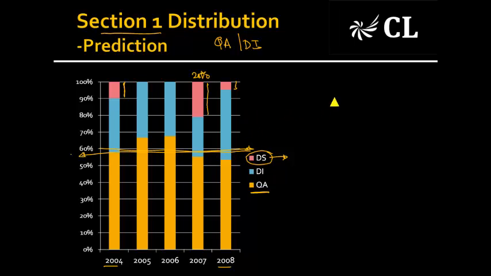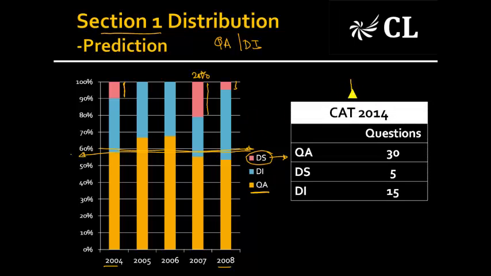So based on this, a likely CAT 2014 would look something like this. There are 50 questions, which in all probability would get distributed as about 30 questions from QA, 5 questions from data sufficiency, and 15 questions from DI. Obviously there can be a plus minus 1 or 2, but broadly this is what you can expect. If there is no data sufficiency, in all likelihood there will be 35 questions from QA.